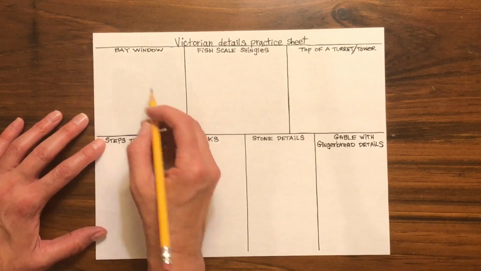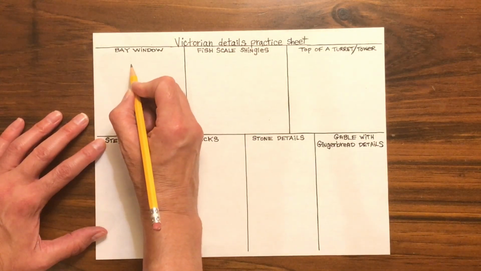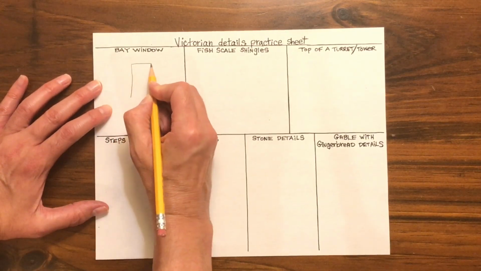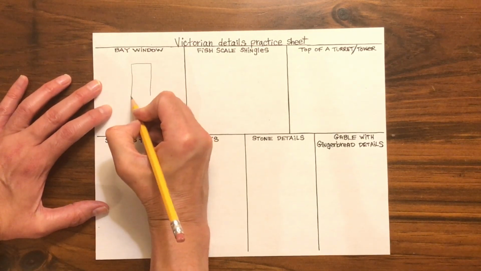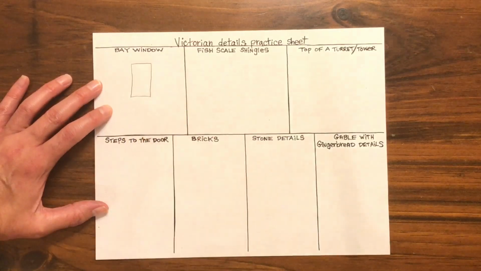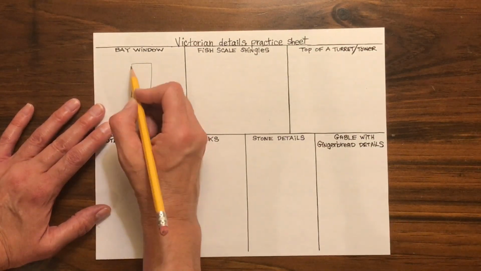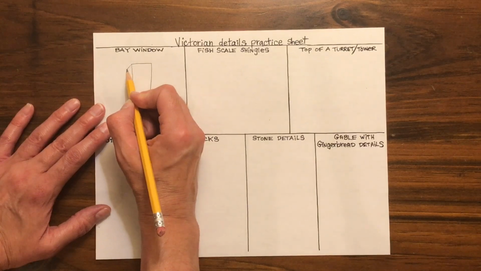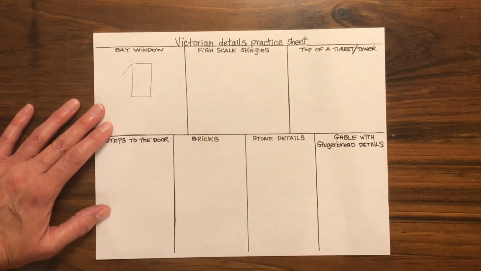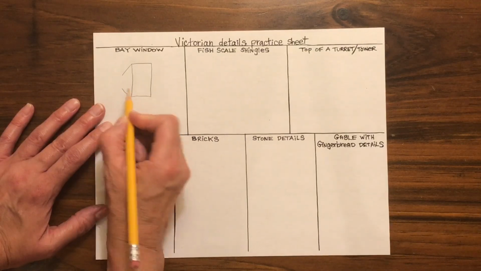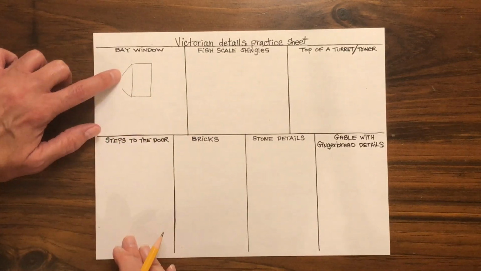So to start your bay window, draw a rectangle. And then from there, you're going to draw a diagonal line going down, a diagonal line going up. Try to make sure they meet, they're at the same distance.